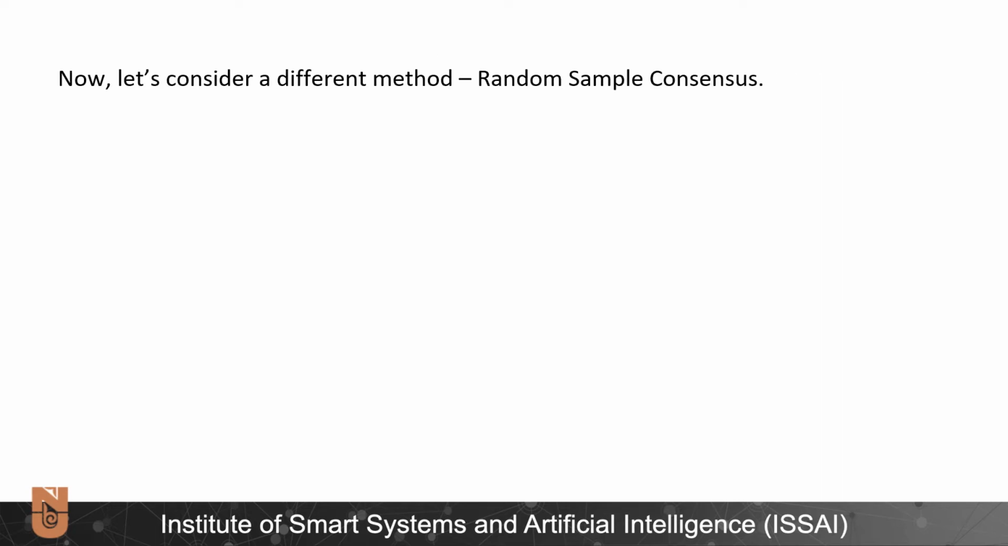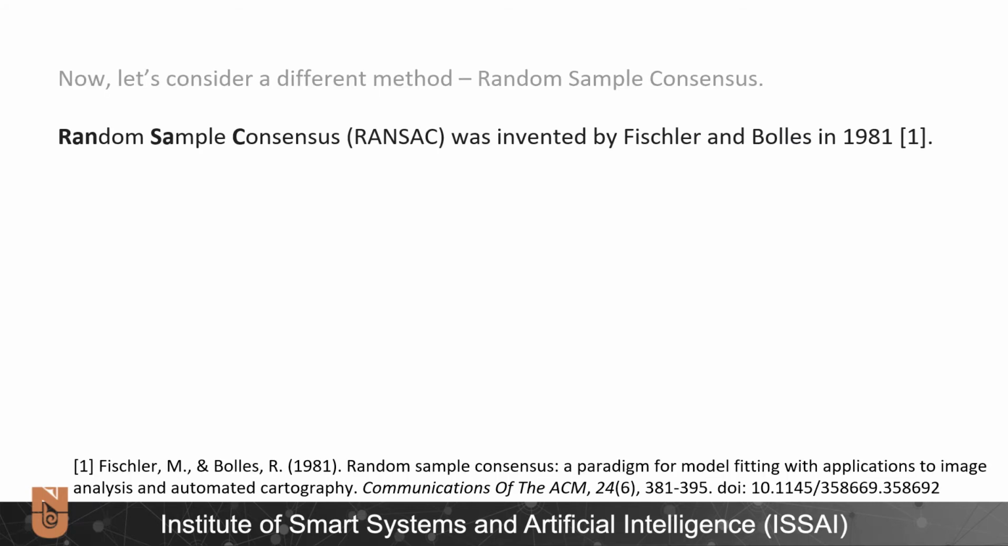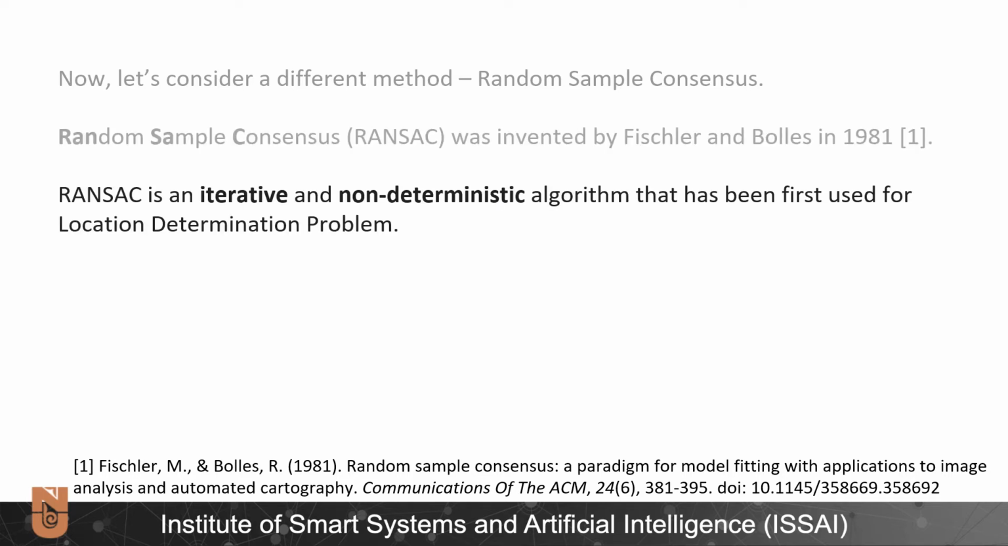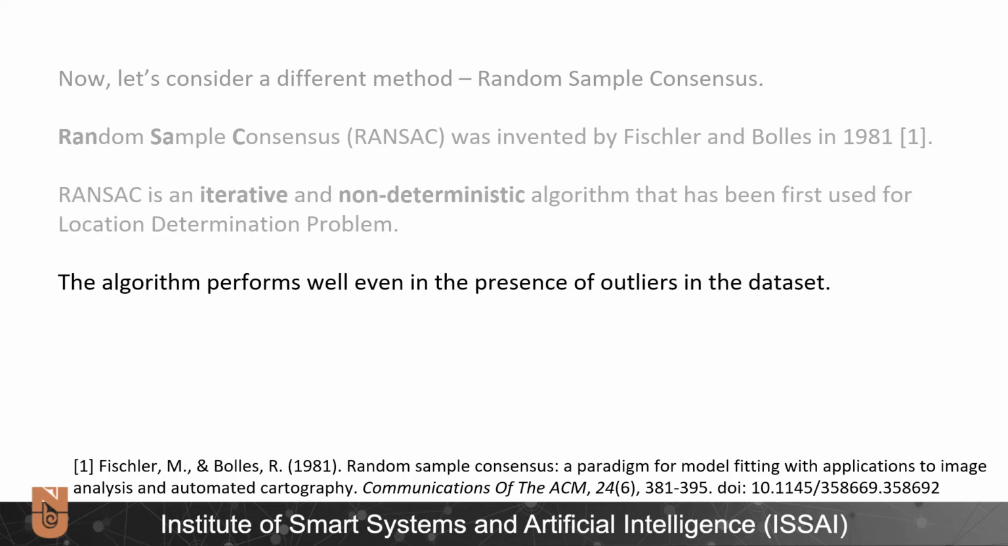Now, let's consider a different method, random sample consensus. Random sample consensus, or shortly RANSAC, was invented by Fischler and Bolles in 1981. RANSAC is an iterative and non-deterministic algorithm that was first used for the location determination problem and has now been widely integrated in computer vision. The algorithm performs well even in the presence of outliers in the dataset.